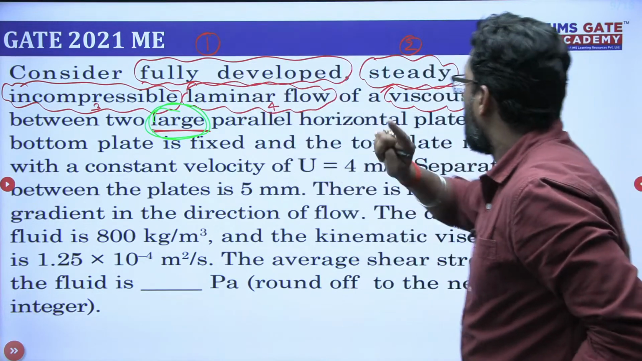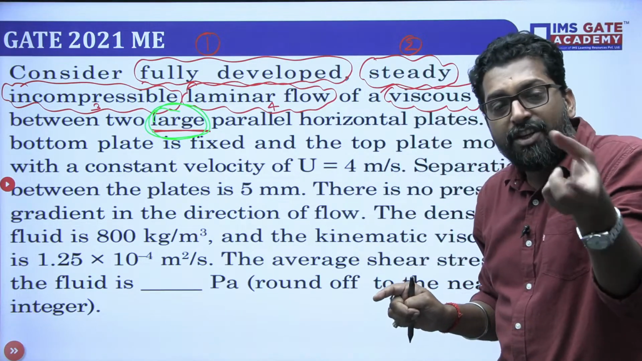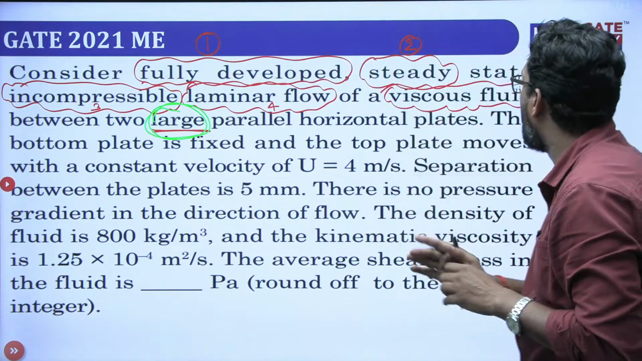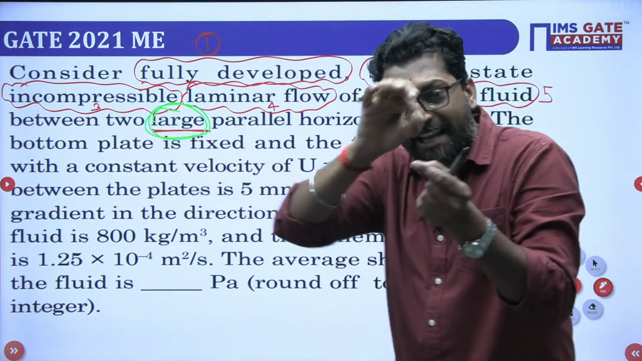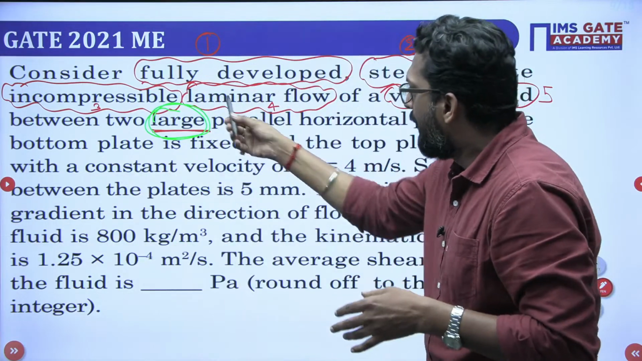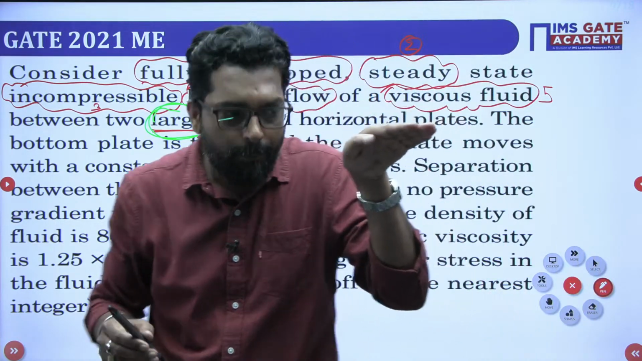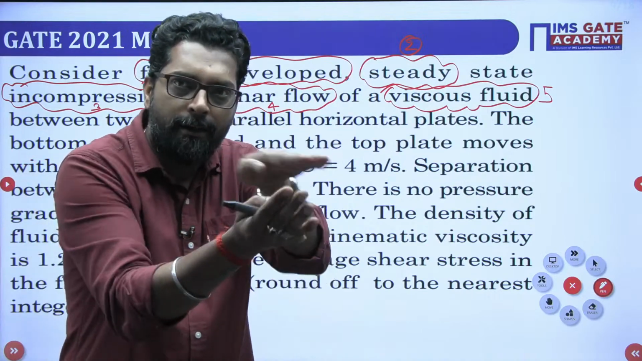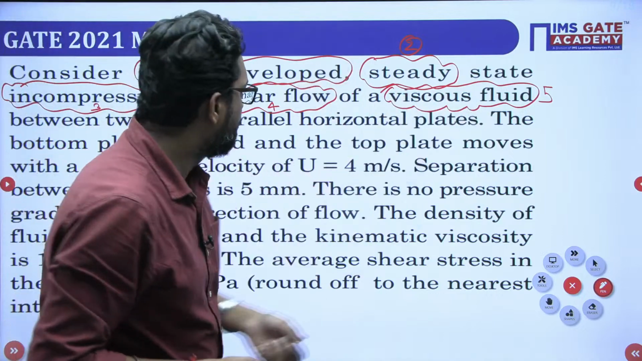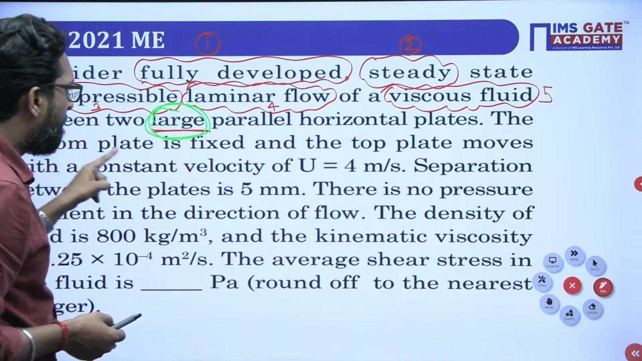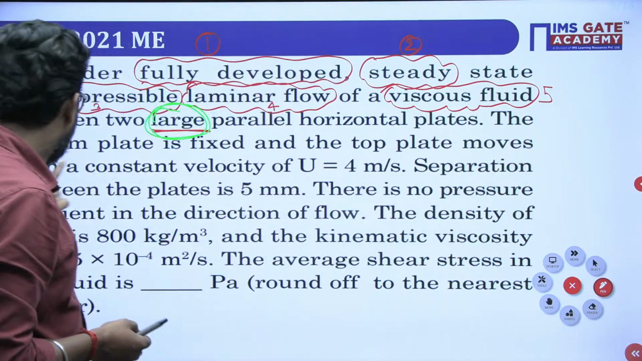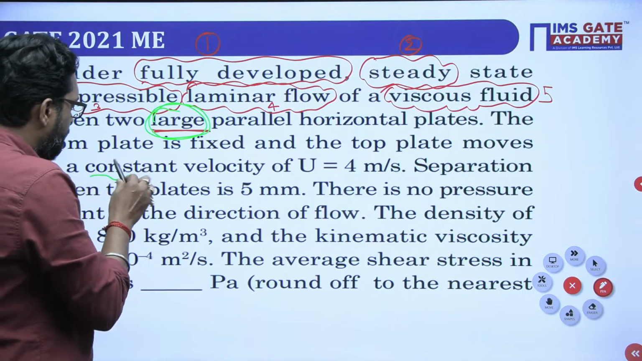So this is steady state, meaning the parameters related to the fluid are independent of time. Third, incompressible, meaning density throughout, with respect to either time or location, is constant. Laminar flow means the fluid is flowing in laminas, not turbulent. Viscous means there must be viscosity. Horizontal plate: the bottom plate is fixed, and the top plate moves with a constant velocity.